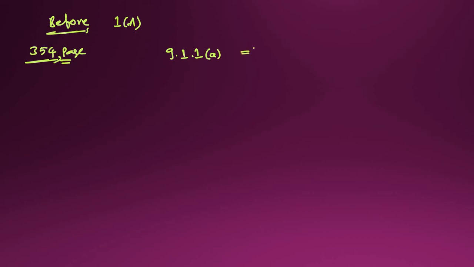Before starting the exercise, we have to do some important introduction here. In your Maths 1A textbook, page number 354, you will find 9.1.1. A definition is given here, that is hyperbolic sine, sinh x. What is that? Sinh x is equal to e power of x minus e power of minus x divided by 2.